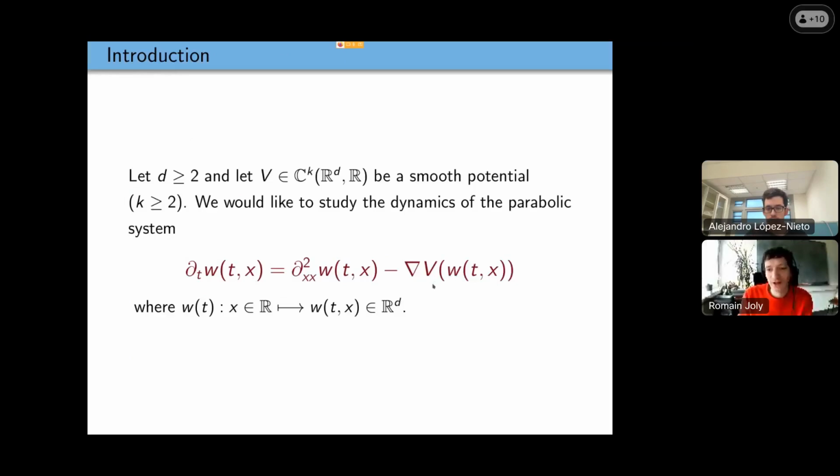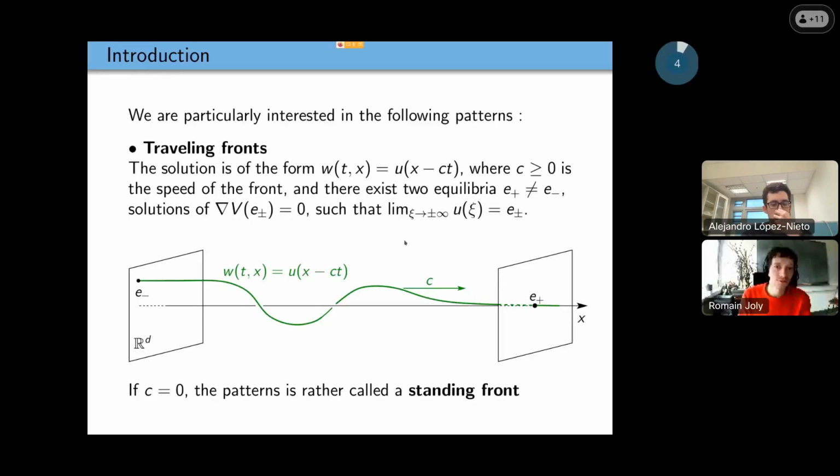Also what is important is that the nonlinear term is the gradient of a potential. Of course, for a scalar parabolic equation, it's always the case that in 1D you have the derivative of something, but for a system, it's a very particular assumption. So I'm interested in this kind of parabolic system, and what I would like to study is traveling fronts and standing pulses. In my talk, fronts means a solution of the type U of x minus ct.